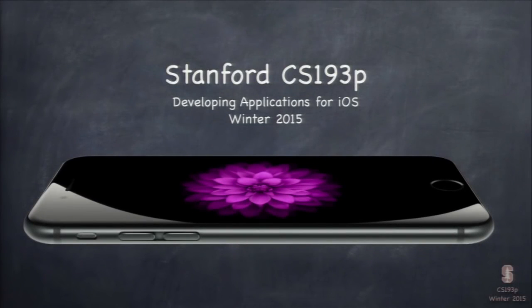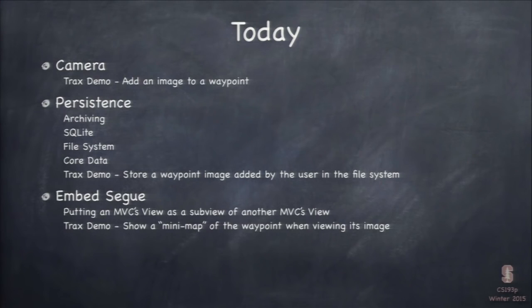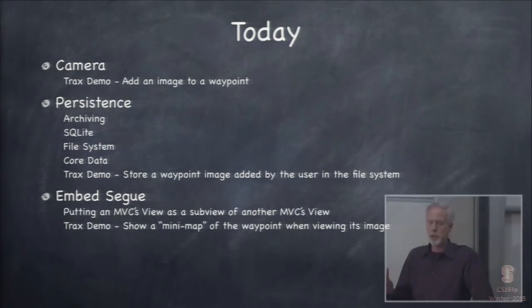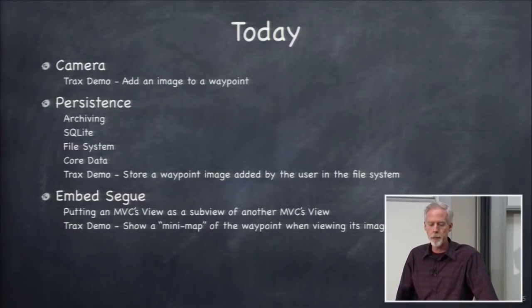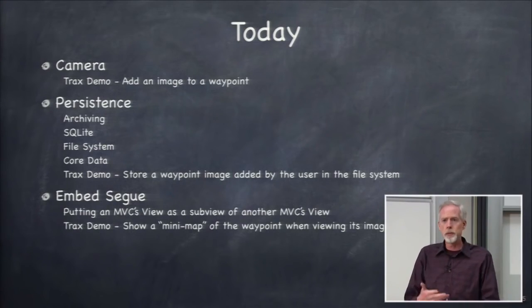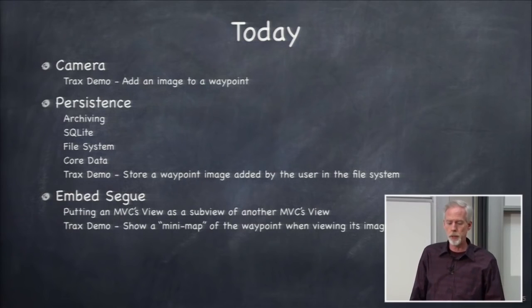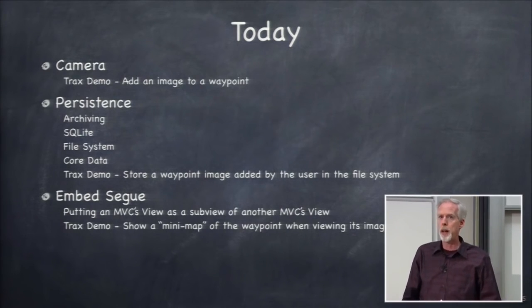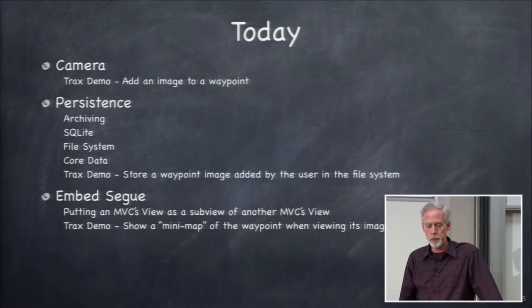Okay, well, welcome to Lecture 16 of Stanford CS193P, winter of 2015. So today we're going to be talking about three major topics. One is the camera, how to basically take a picture with the camera or get video from the camera. Then persistence, which is an important topic about how to store stuff in the flash memory of your phone. And a lot of you have already kind of dived into this as part of your final project, but I'm just going to give you a tour of the various ways that can be done.